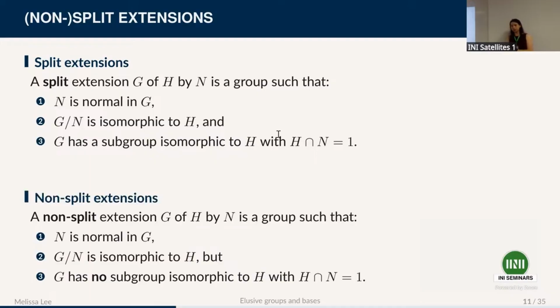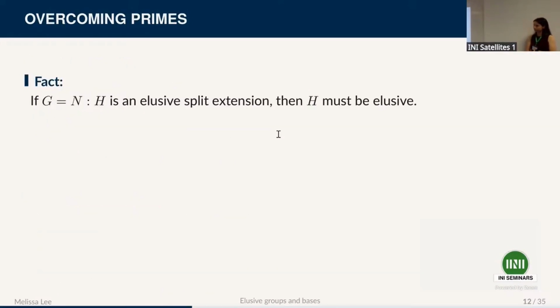Non-split extensions have a lot of the same properties. In particular, you've still got these two ingredients, these groups. N has to be normal in G, and this quotient is isomorphic to H. But now you're not guaranteed, and in fact you're not going to be able, to find a subgroup isomorphic to H inside G that intersects N trivially. And this extra complication seems to be the thing that allows us to construct new examples of elusive groups in this way.